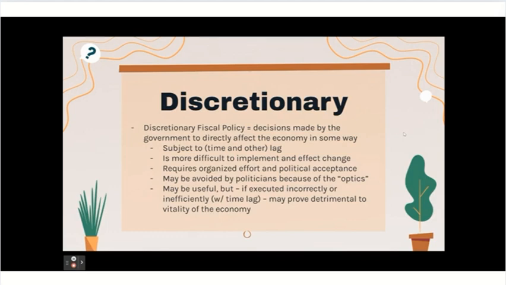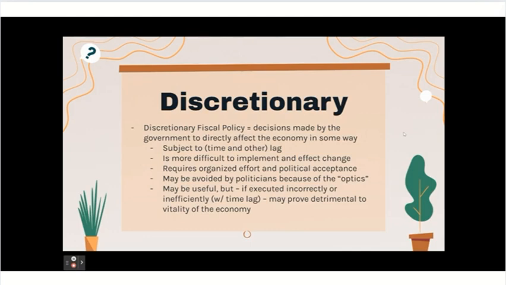So moving on, so I can try to stop rambling here. Discretionary fiscal policy is subject to time and other lag, like I just said in the previous slide. Here it says it's more difficult, but I will say it's more tricky to implement effectively.